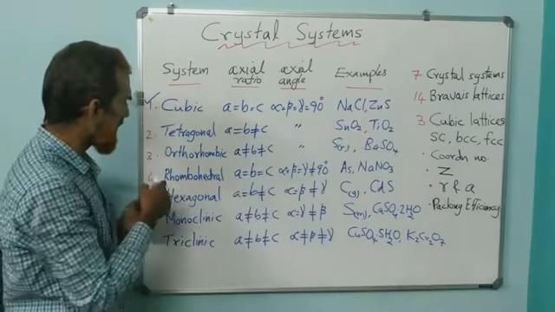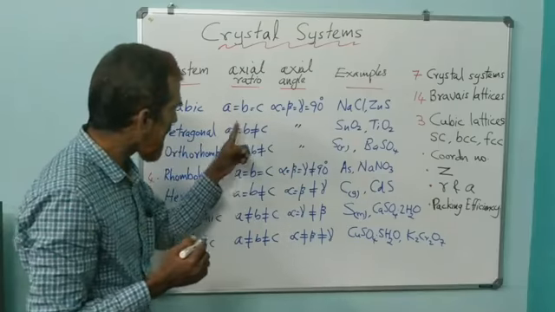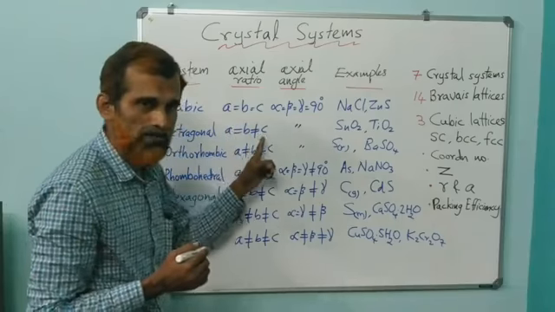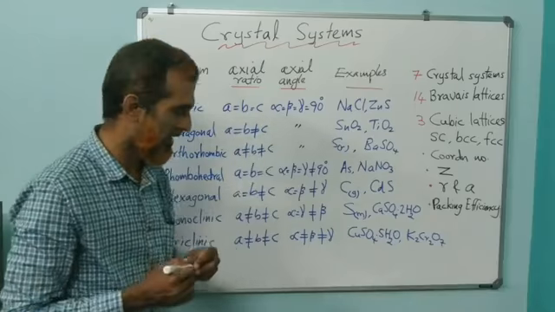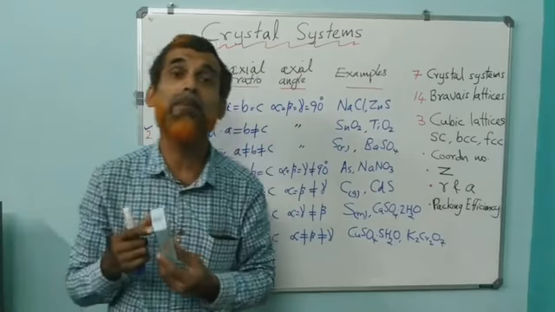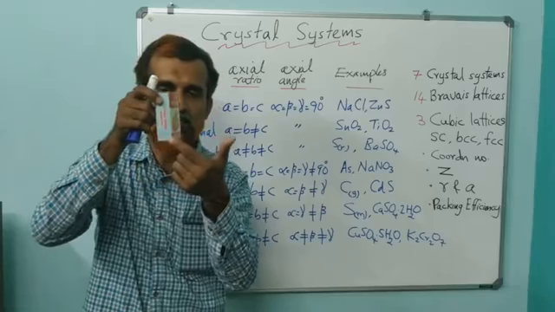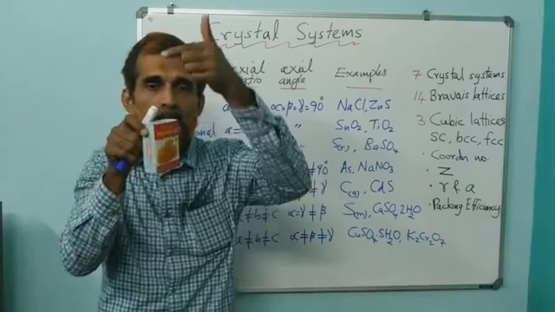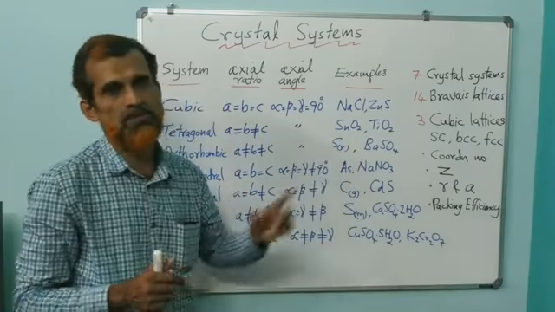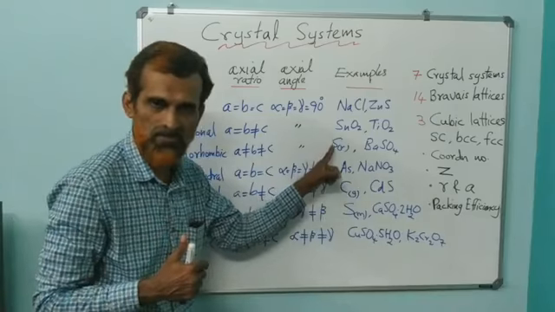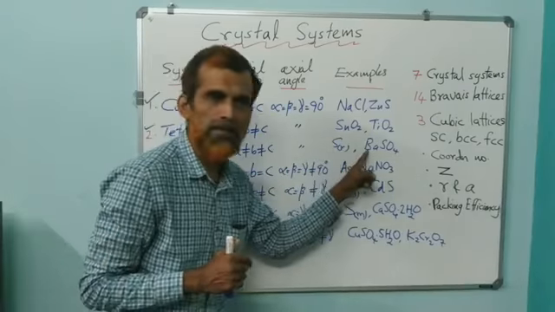And then the third one is orthorhombic. Before it was a = b ≠ c. Now it is a ≠ b ≠ c. All the sides are not equal. It is something like a matchbox. See, all the sides are unequal. If this is a, this is b, and this is c, all are unequal, but angles are all the same. Example, rhombic sulfur. Sulfur has got two allotropes. One is rhombic sulfur, which has the orthorhombic crystal shape, and barium sulfate.